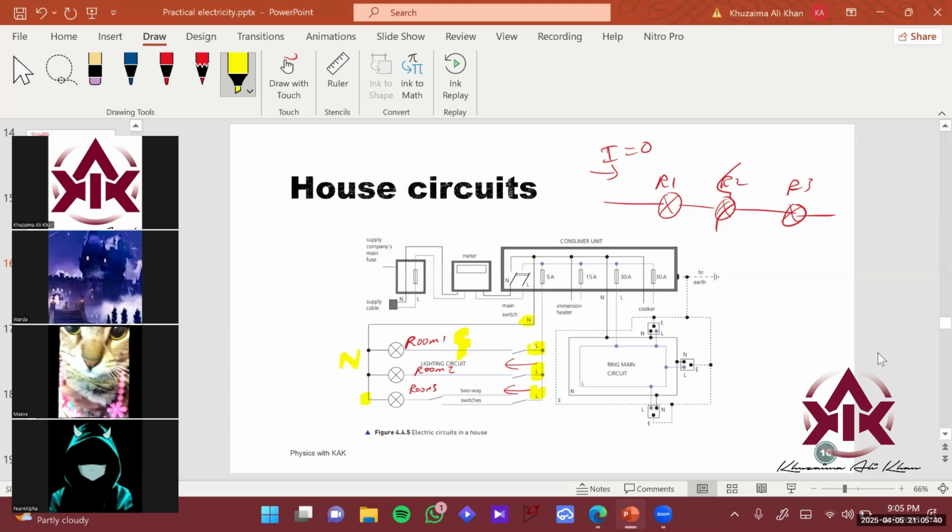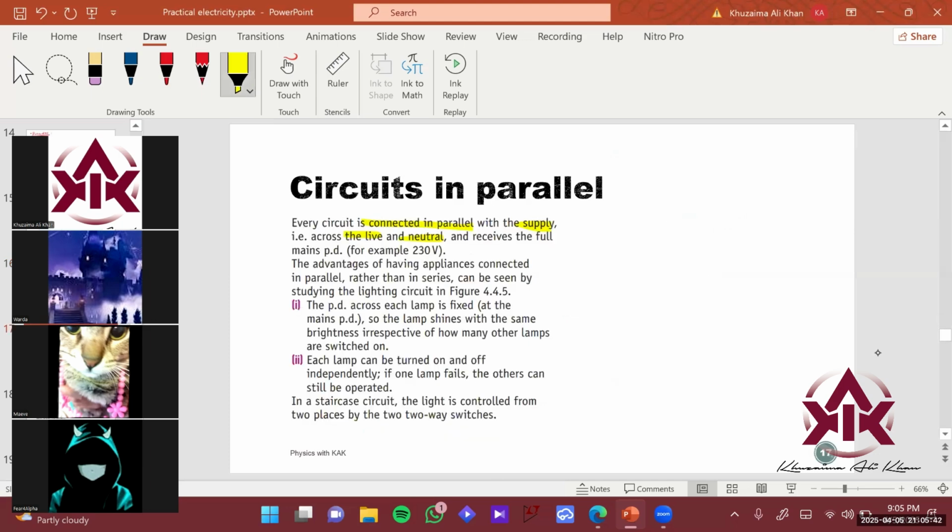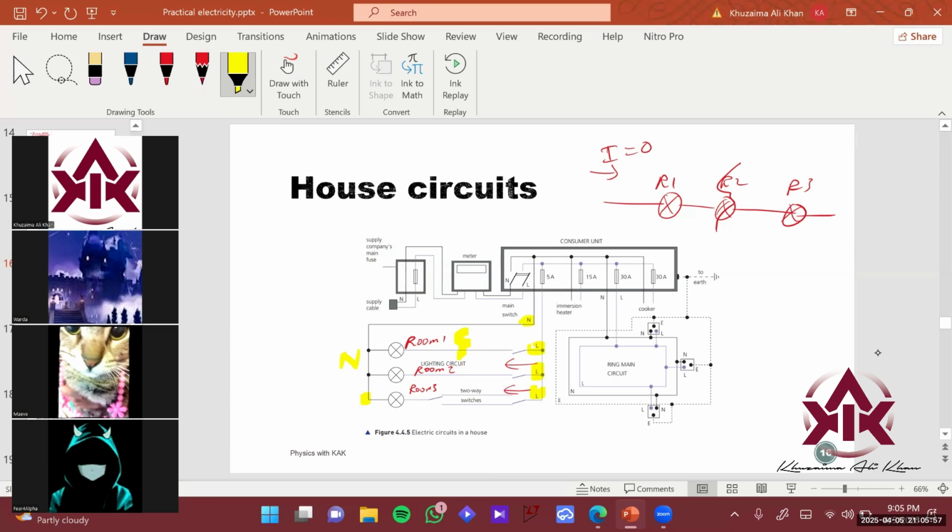The advantage of having appliances connected in parallel rather than in series is that the potential difference across each lamp is fixed. Each lamp can be turned on and off independently. So if one lamp fails, the others still work. This is the benefit of having connections in parallel.